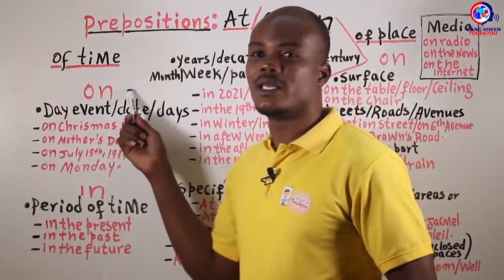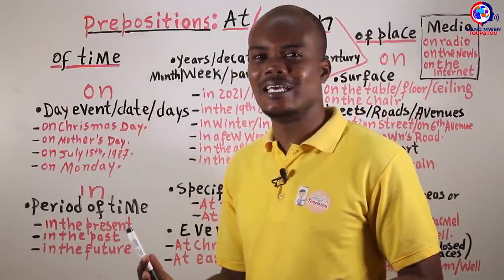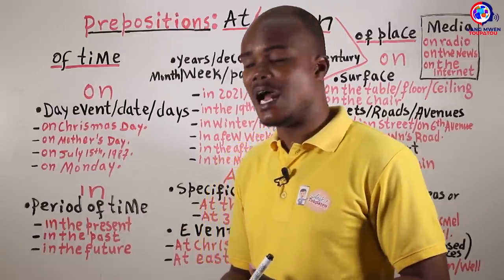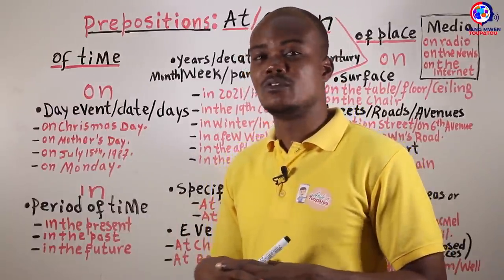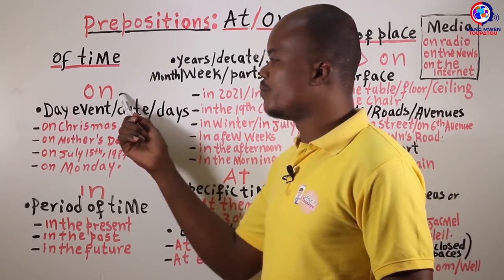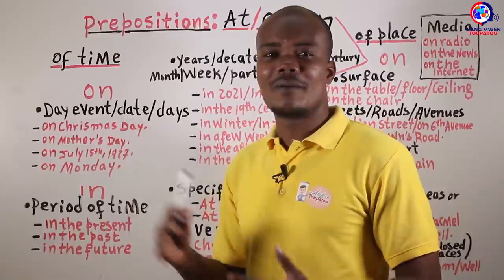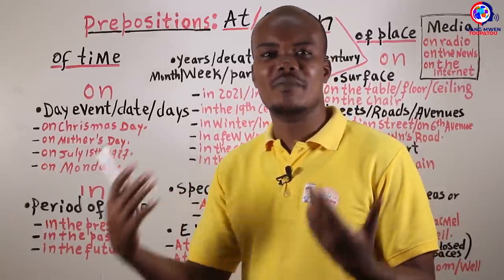So if I start with on, you pronounce this as on. Vous prononcez ça comme on. On. You pronounce it comme on. On. How you can use preposition on. Qui sont capables d'utiliser préposition on? You can use preposition on before day event. Vous êtes capable d'utiliser préposition on devant jour d'événement.